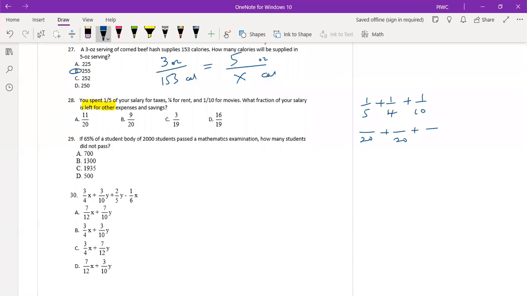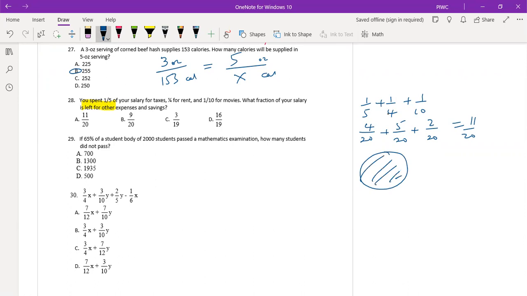20, 20, 20. So this is 4, this is 5, this will be 2. If you add all this, you end up with 11 out of 20. Okay, so this is the fraction spent on taxes, rent, and movies. How much is left? If you're thinking of fractions, one whole is what you're dealing with.